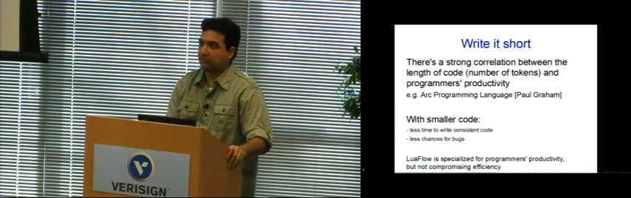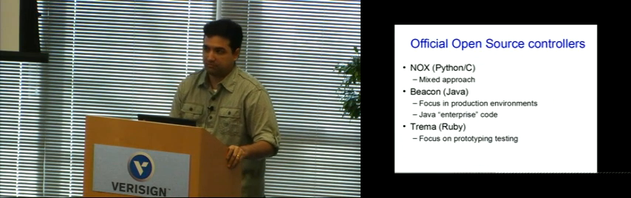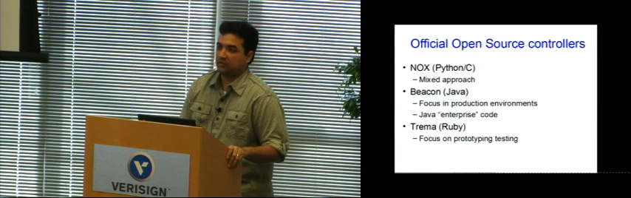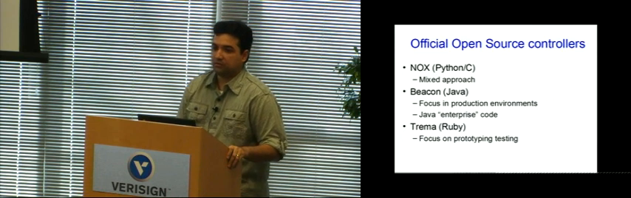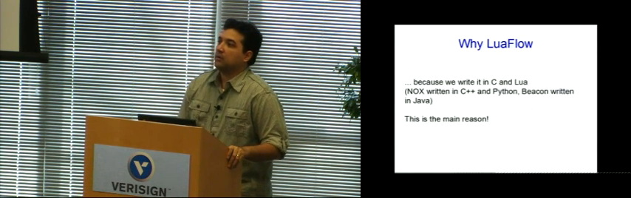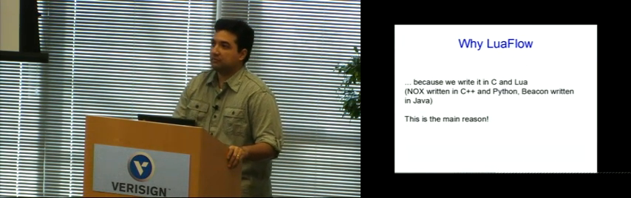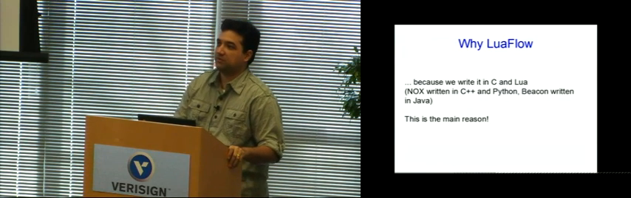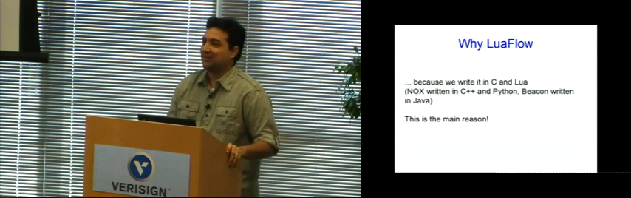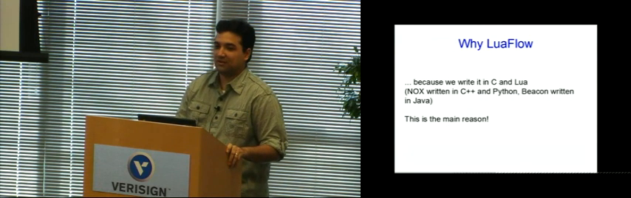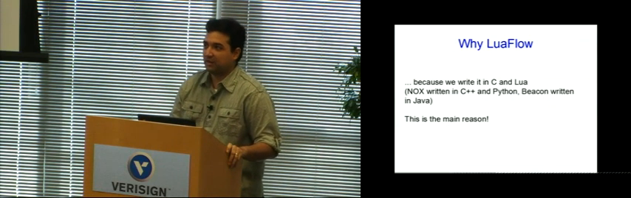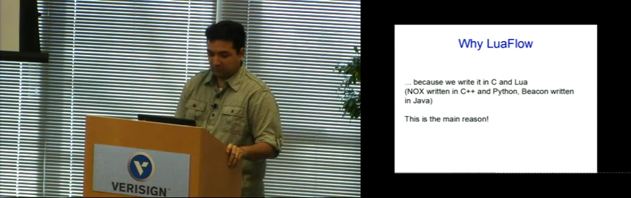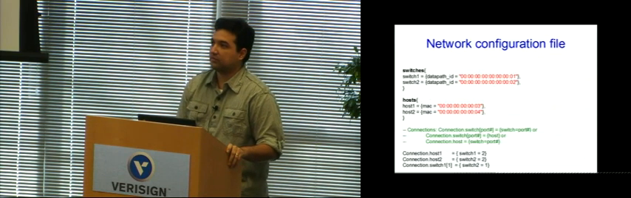Like Trema, for instance, in Ruby, it's basically for testing. You don't really want to do your production code with it. So why LuaFlow? Because we write C in Lua, and Nox is written in C++ and Python, Beacon is written in Java, that's the main reason. So we want to bet on Lua, because we think that we could win both ways.